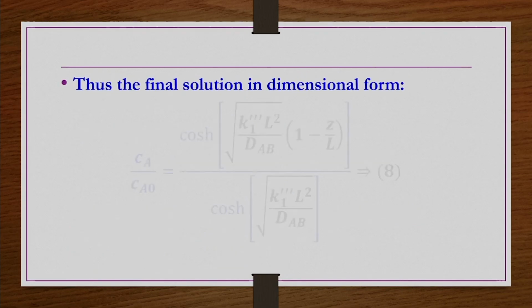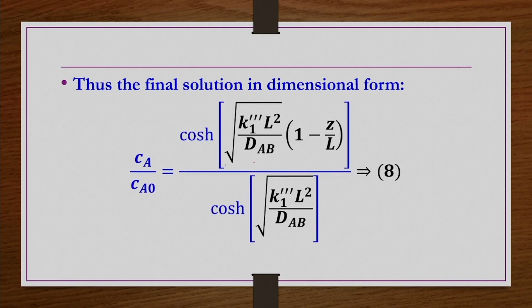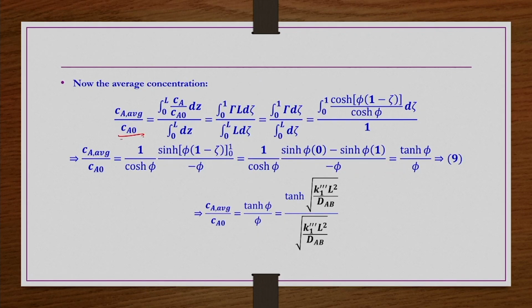Thus, the final solution in dimensional form would be: in place of phi you write square root of k1 triple prime L square by DAB, in place of zeta you write z by L, and in place of capital gamma you write Ca by Ca naught. So, Ca by Ca naught is equal to cos hyperbolic of square root of k1 triple prime L square by DAB times (1 minus z by L), divided by cos hyperbolic of square root of k1 triple prime L square by DAB. So, now we wanted to find out the average concentration.